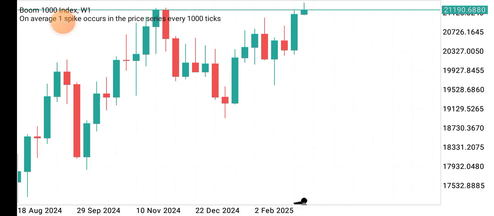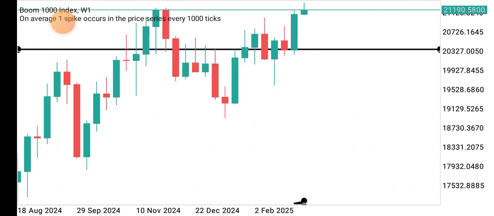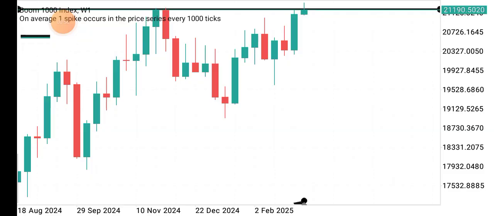All right, then if you try to zoom in, you'll notice that I noticed there's a candlestick sweep. Although this weekly time frame just started, you can see right here there is a sweep at that point.